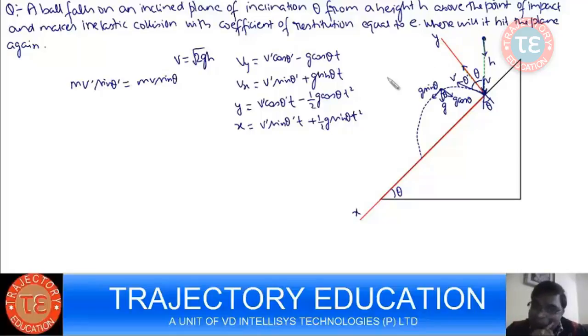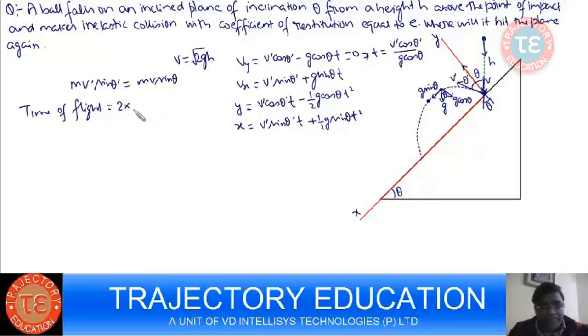First of all, let's find out the time of flight. What is the time of ascent? When do you think the vertical component of the velocity becomes 0? This velocity becomes 0 at t equals V' cos theta' upon g cos theta, right? So the time of flight comes to be twice the time of ascent, that is 2V' cos theta' upon g cos theta.